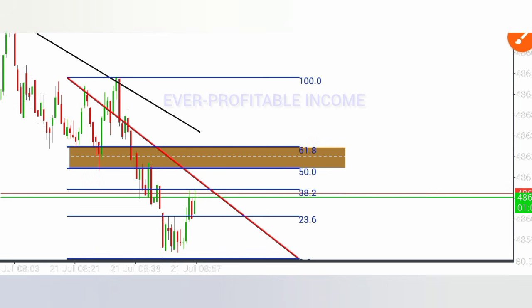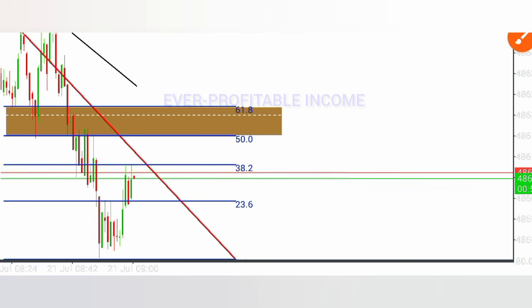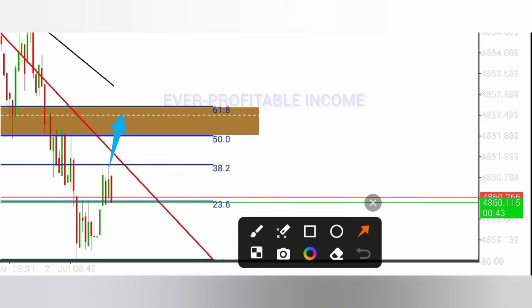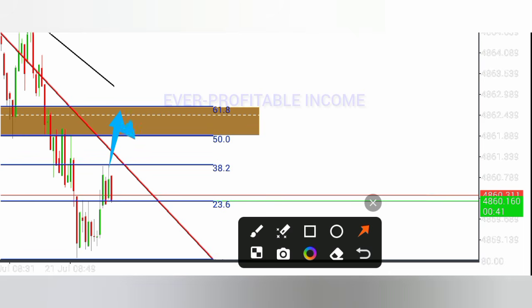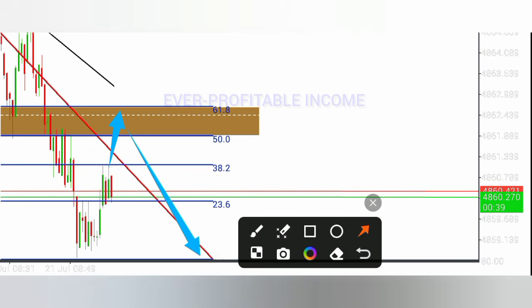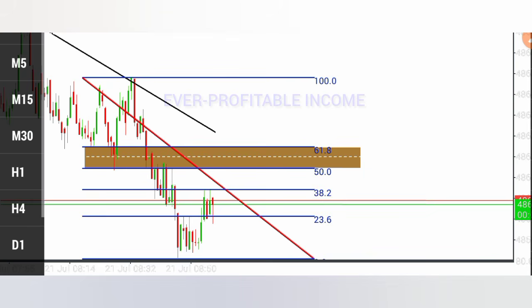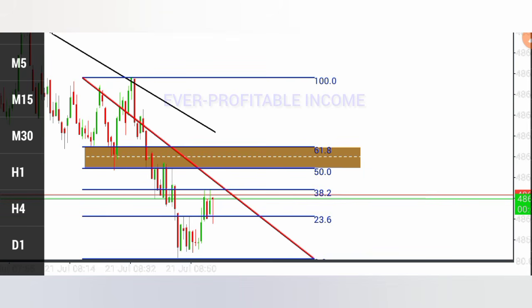So that is how to use your Fibonacci tool. So we'll be waiting for this to see if price is going to retrace back to this gold zone, and then we'll enter and we're going to ride all the way down. So if price comes back to this zone, I'm going to go for a short. Okay, I'm going to sell.